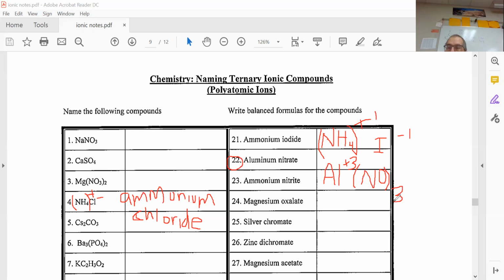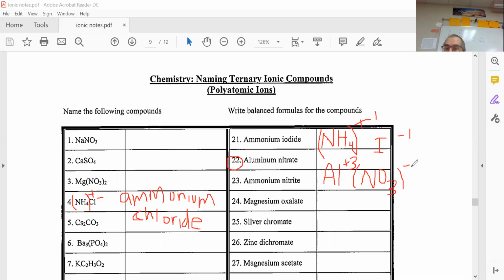Whoops, I shouldn't have done that. I'm going to have to erase, I think. Let's go back to draw. And I got to put a 3 here. Sorry, just testing to see if you were catching that.